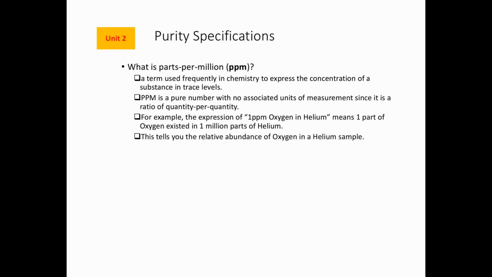You didn't tell me the complete information. So a ppm is a pure number. For example, the expression of 1 ppm oxygen in helium simply means 1 part of oxygen existed in 1 million parts of helium. The part could be volume, could be weight. So you tell me 1 ppm oxygen in helium, what does that mean? 1 ppm volume, 1 ppm weight, mole, those things. This tells you the relative abundance of the oxygen, in this example, in the helium sample.